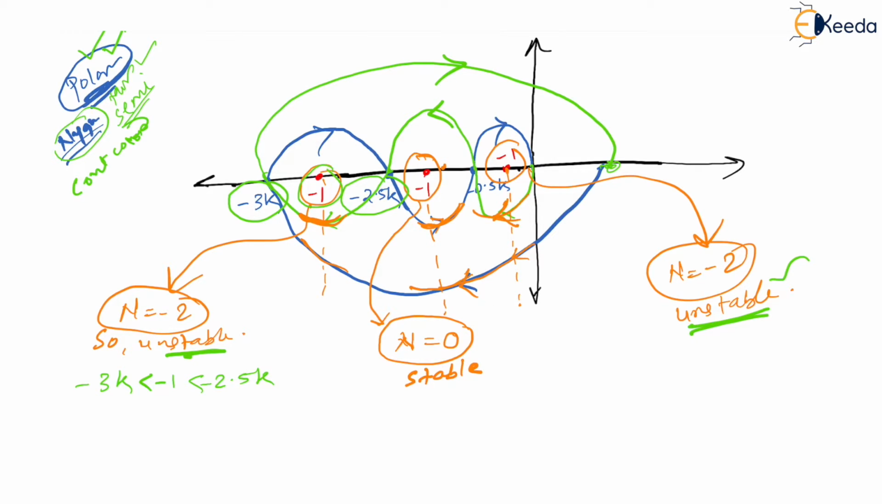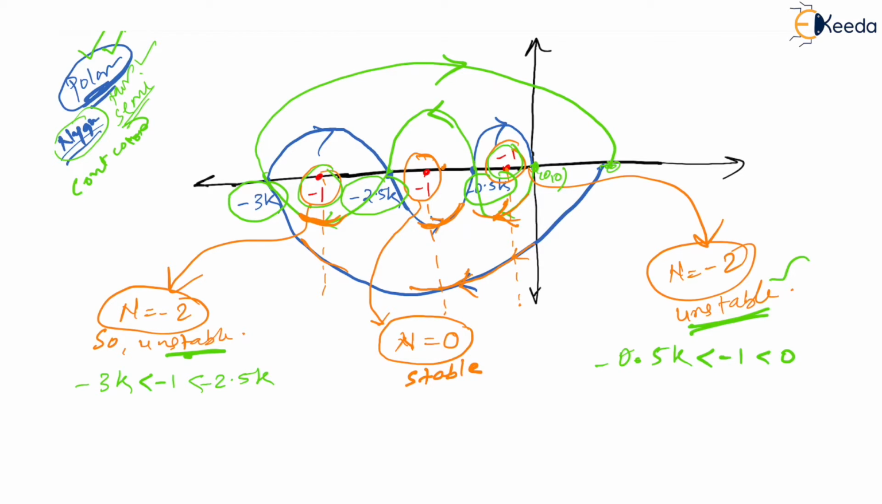If we check out for this one, what do you get? You see that it is between -0.5k and 0. This is the origin, which is 0 comma 0, and here is -1. So I have this one to be -0.5k less than -1 less than 0. Is that right? Yes.